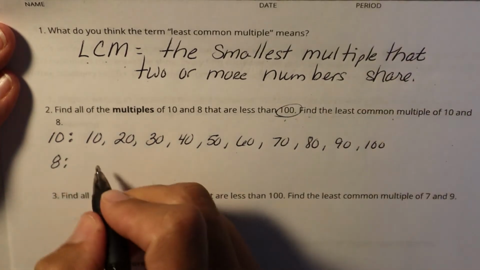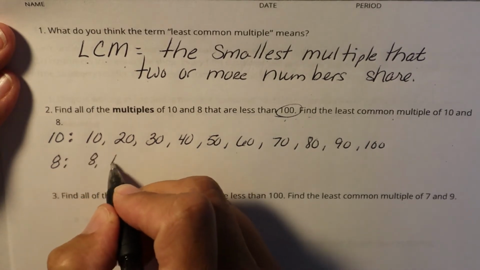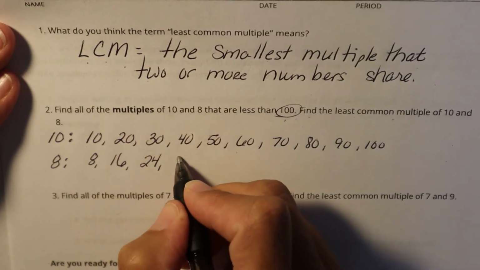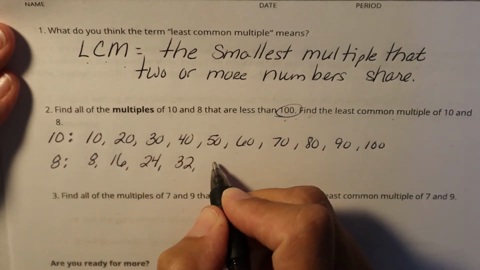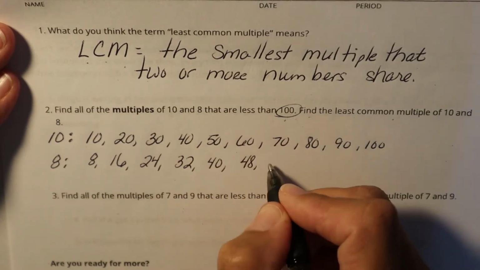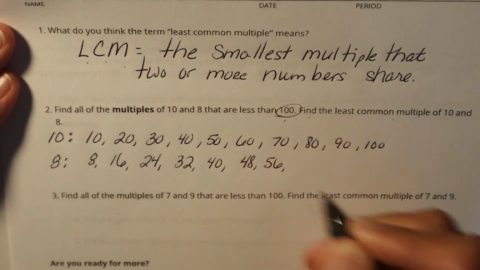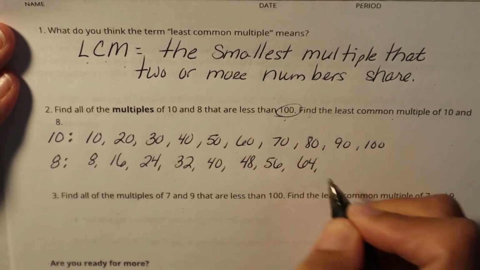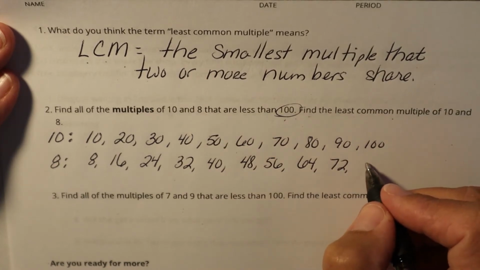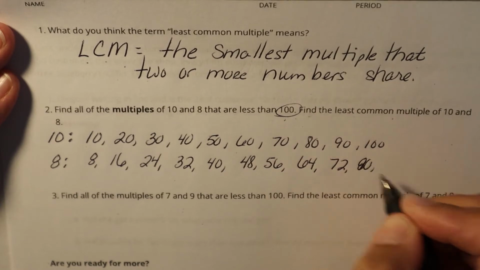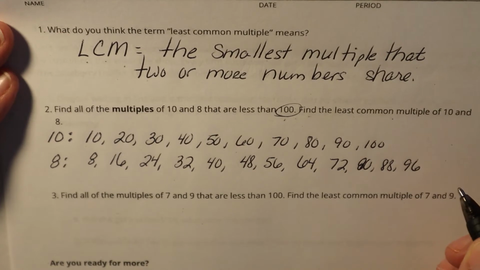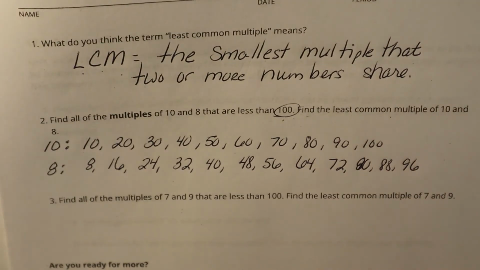And we're going to be counting by 8. 8 times 1 is 8. 8 times 2 is 16. 8 times 3 is 24. 8 times 4 is 32. 8 times 5 is 40. 8 times 6 is 48. 8 times 7 is 56. 8 times 8 is 64. 8 times 9 is 72. 8 times 10 is 80. 8 times 11 is 88. And 8 times 12 is 96. And I can stop there because the next number would push me over.